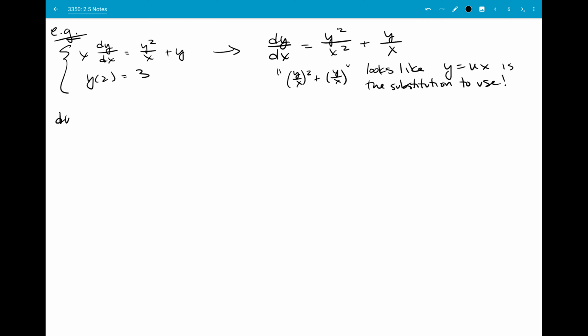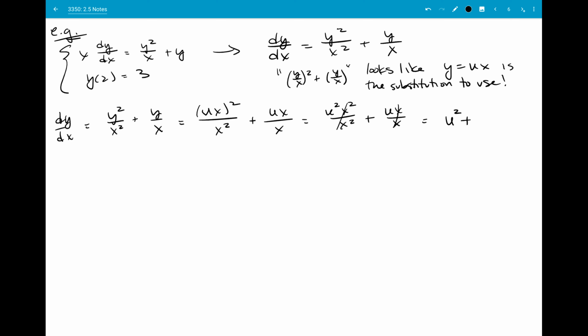So I'm going to say dy/dx is equal to y squared over x squared plus y over x, or using y equals ux, I have (ux) squared over x squared plus ux over x. I'll multiply that through: u squared x squared over x squared plus ux over x, and all the x's cancel. So I actually just have u squared plus u.